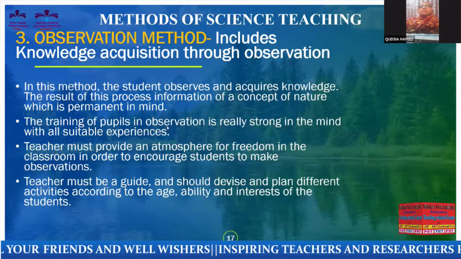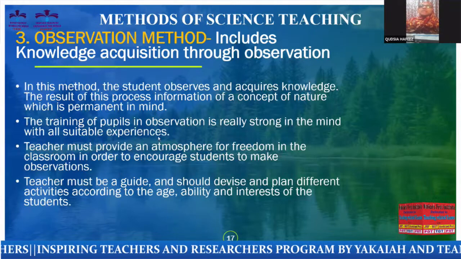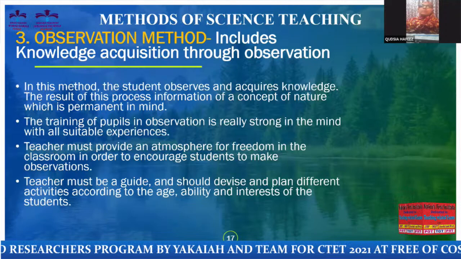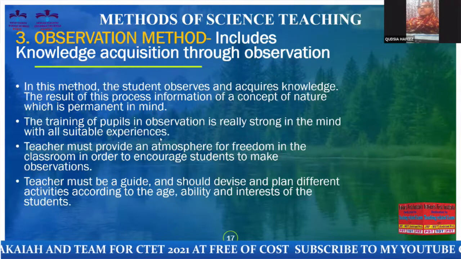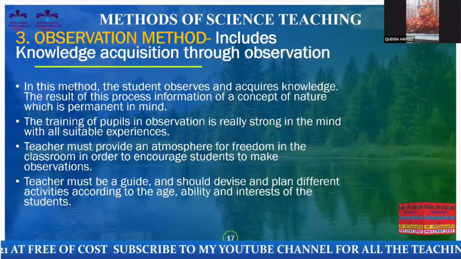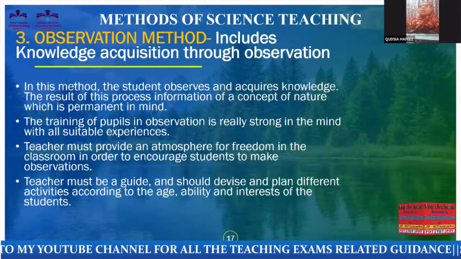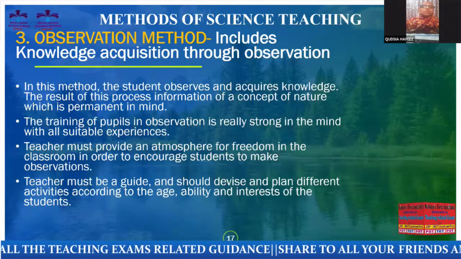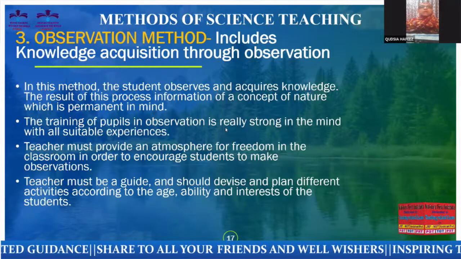Then the training of pupils in observation is really strong in the mind with all suitable experiences. They try to touch, feel, sense, and then they try to observe how the things are, and that really gets imbibed in the child automatically by observing the nature. Suppose a child is given an activity to observe the nature. In the nature, there are different flowers. Why there are different flowers? How the different leaves are there? So they try to observe the different types of leaves. Once the leaf is green, the other one is yellow, the other one is red, and it has different sizes and shapes, and the texture is different. So in this way, they are having different observations, and as they observe, it really gets into the mind of the child.